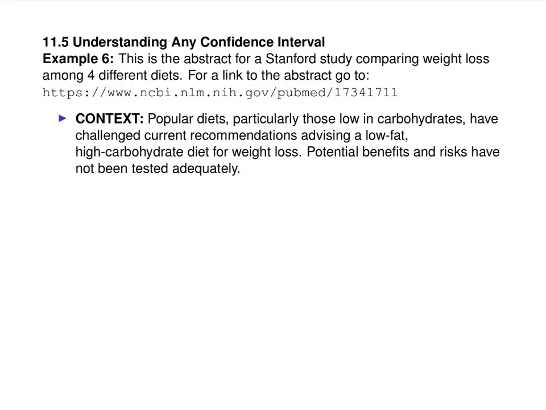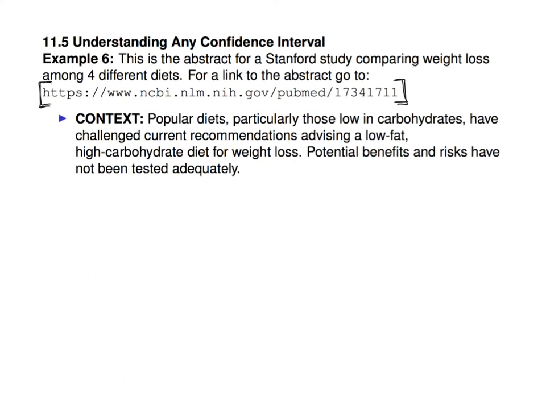And the final thing I want to talk about was an example of something that I read a few years ago that made me pretty interested in statistics. This is an abstract for a Stanford study, for real, done by Stanford, that compared weight loss among 4 different diets. I found this abstract at this website, which you can also go and read yourself. I first read about this study when I was reading a book about diet and health. So here is the summary of what the abstract says.